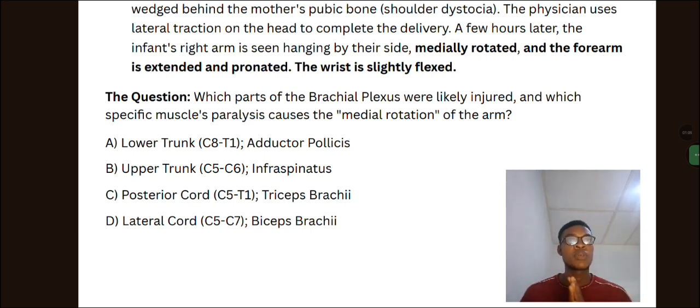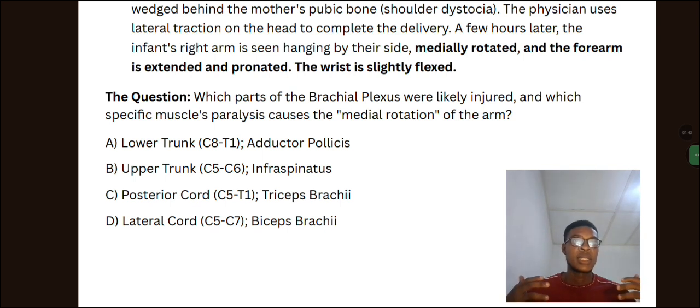So in this case, if we can get the muscle that was injured, we can at least get the part of the brachial plexus that was injured. Okay, so first of all, which muscle paralysis causes medial rotation of the arm? It means that a muscle is inactive, and because the muscle is inactive, we can see that there's medial rotation of the arm. The medial rotation of the arm is caused by your subscapularis muscle, right? Your subscapularis muscle and your teres major. Okay, those are the two muscles that cause medial rotation of the arm.